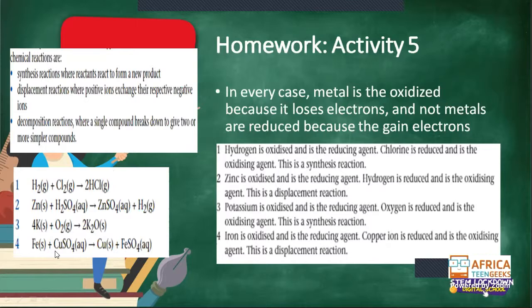Okay. So why is this one what it is? Obviously, it's A plus BC gives you B plus AC. So this is a displacement reaction. Why? Because it's not straightforward like A plus B equals AB. This one is where the positive ions exchange to their respective negative ions.